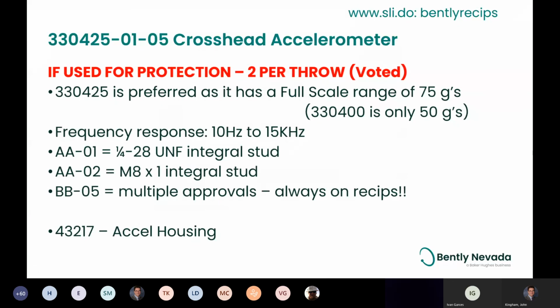So what crosshead accel do we use? We use a 330425. It has a full scale range of 75 Gs. Other than the full scale range, it's pretty much identical to the 330400. The 330400 has a higher scale factor, but it's only good to 50 Gs. When you're looking for impact events, even though we don't think you're going to exceed 50 Gs, you want to make sure that you have the biggest range in case you do, and you don't want to saturate the accel.